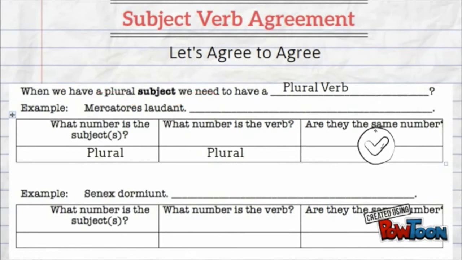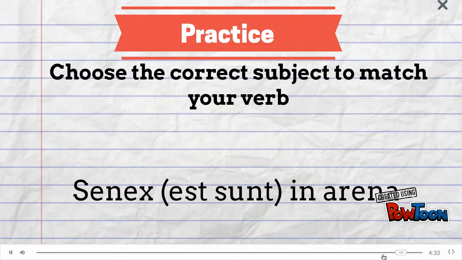Well, let's look at this next one. Senex doesn't have one of our nominative plural endings. It's singular. But our verb has an NT on the end, which makes it plural. So are they the same number? No. Sentence is wrong. Right now, what it says is the old man sleep. And you can't say that any more than you can say the girl are pretty. Doesn't make sense. Okay, let's do a little bit of practice.